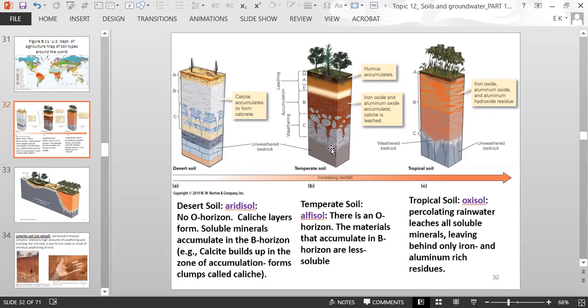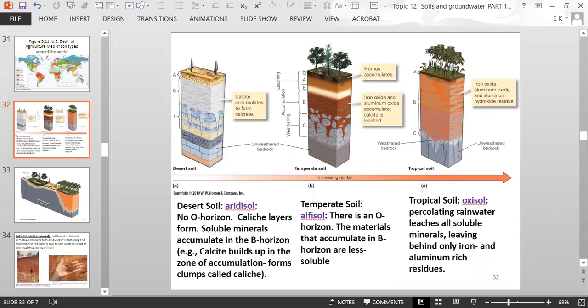Then you have your temperate soil, which is a lot thicker. Those are generally Alfisols. There is an O horizon. The materials that accumulate in the B horizon are less soluble materials compared to the desert soil, which has only soluble minerals accumulating in the B horizon. So in your temperate soil, you also get iron oxide and aluminum oxide accumulate in the zone of accumulation. You also have a nice thick amount of humus.